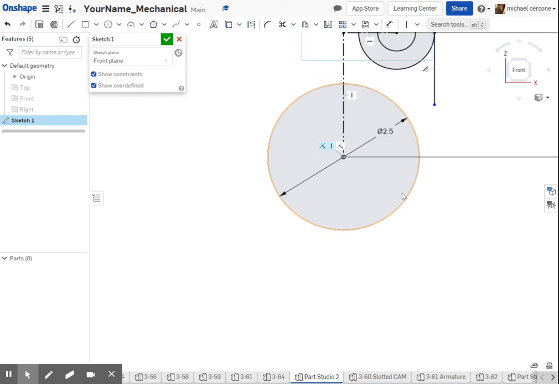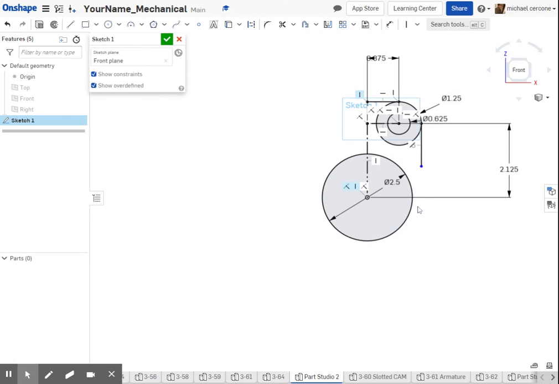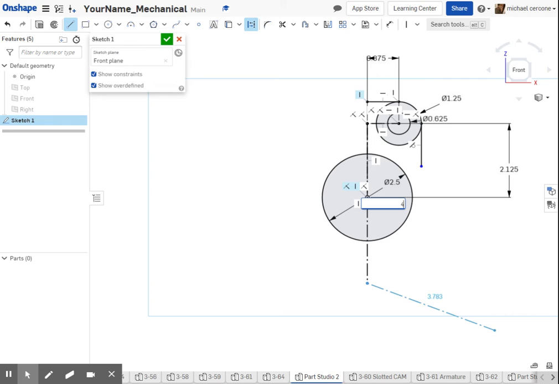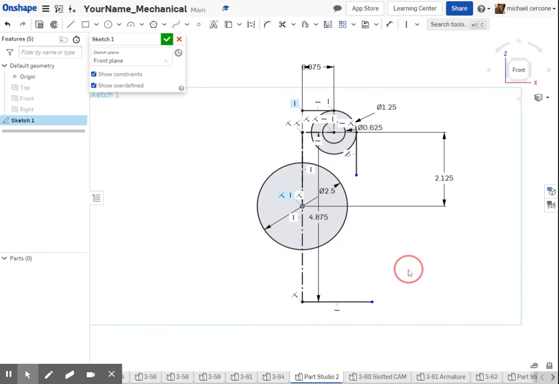All right, now to get to the bottom of this, from the top all the way to the bottom, it's 4 7/8. So I'm actually going to draw another construction line and make this one 4 plus 7 divided by 8. That brings me to the bottom. I have a line here. I don't know the length of it. I just know it's at 45 degrees. So I'm going to leave that in place.